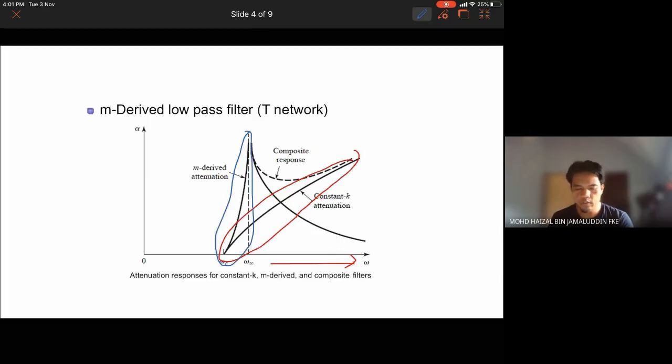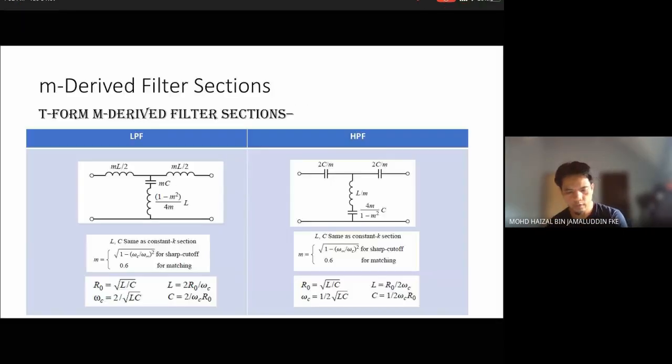The m-Derived attenuation has a sharp cutoff, but again, after a certain cutoff frequency, after a certain omega here, the attenuation is reduced significantly. In order to maintain the attenuation, we will introduce the third method, which is to have a composite response as a way to maintain the attenuation. We will discuss that later on. Here we only focus on the m-Derived low pass filter.